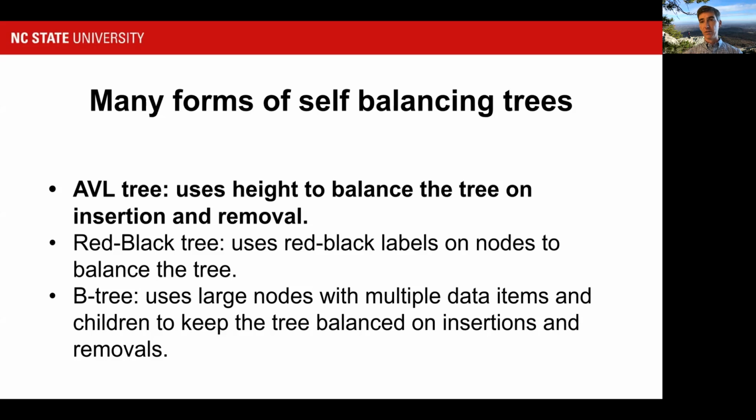But there are also red-black trees, which are very popular, and they use red-black labels on nodes to guarantee the tree is balanced. And there's also something called a B tree. A B tree is not a binary tree. Everything we've looked at so far is a binary tree. A B tree allows nodes to have lots of items and lots of children, and it takes advantage of that to ensure that the tree is always balanced. Okay, we're going to look at AVL trees.